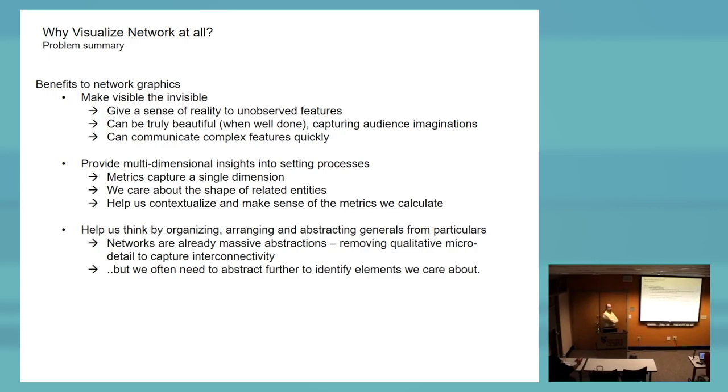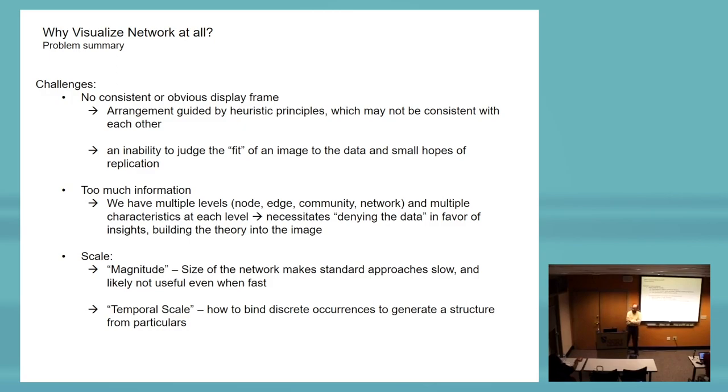So the problem summary then is that the benefit to network graphs is that it's supposed to make visible the invisible, right? We want to get a sense of reality to unobserved features. We want to make them pretty and then communicate. It also provides a multidimensional insight, and it helps us think by organizing, arranging, or abstracting features that are really important, at least the part that we want to communicate.